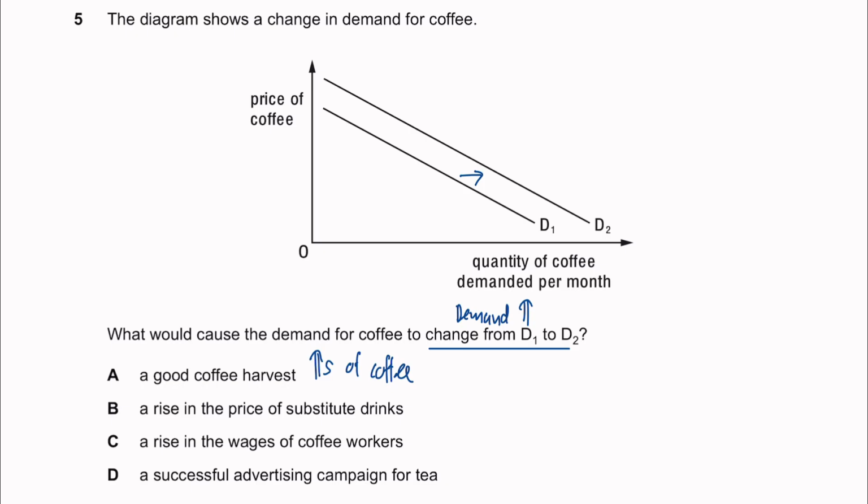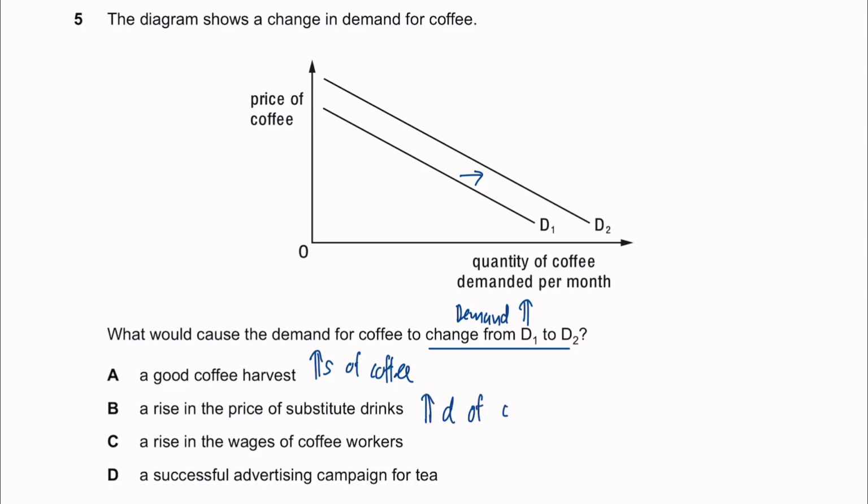B, a rise in the price of substitute drinks. Yes, it's correct, because let's say tea is a substitute, right? When its price increases, then the demand for tea will reduce. Everyone will turn to buy coffee instead. So the demand for coffee increases.